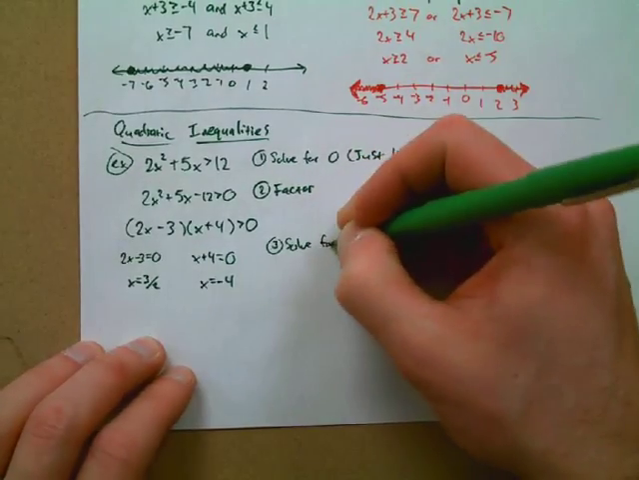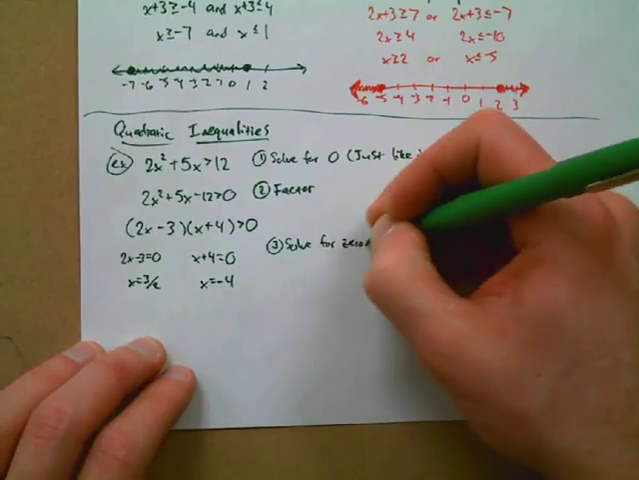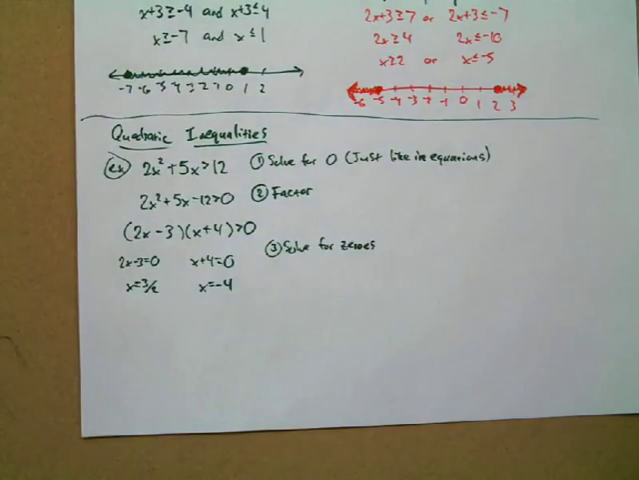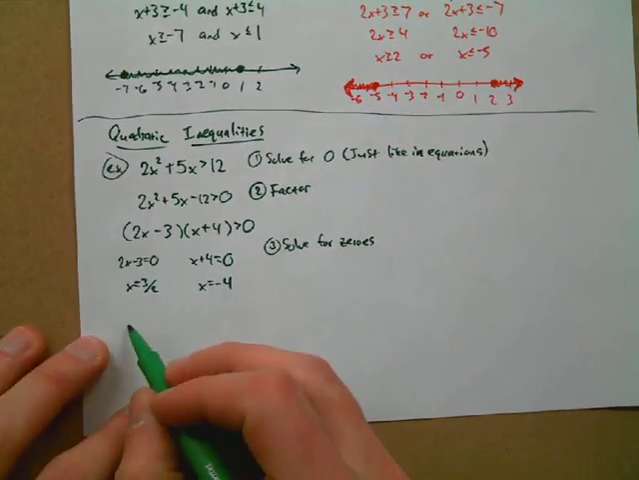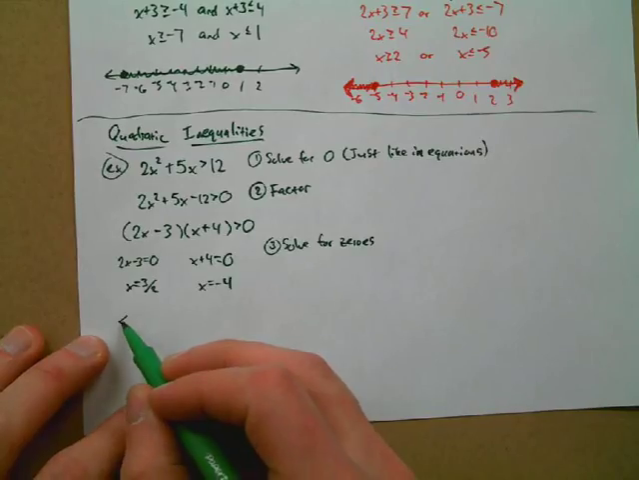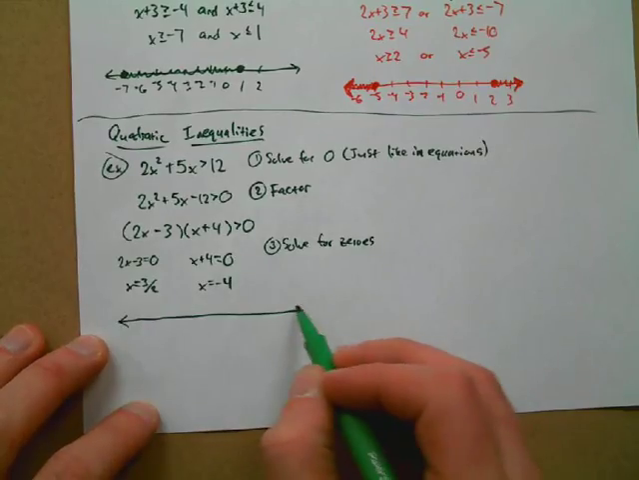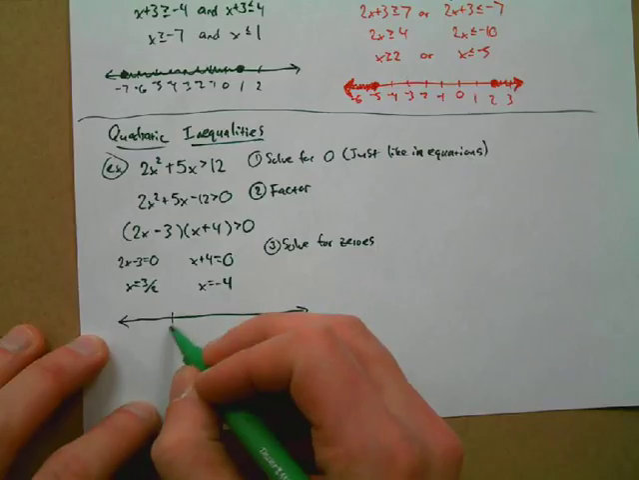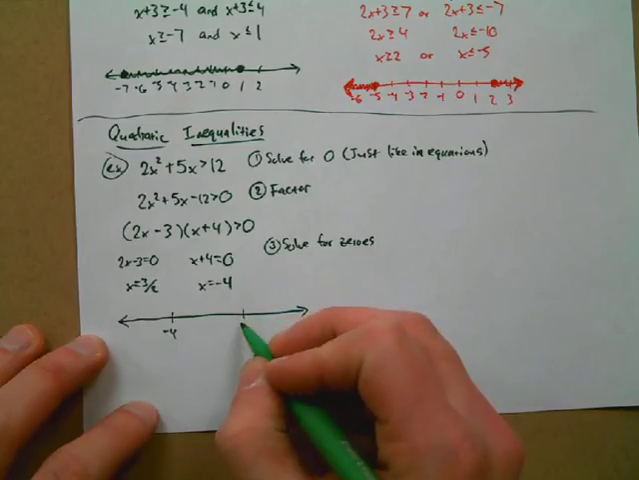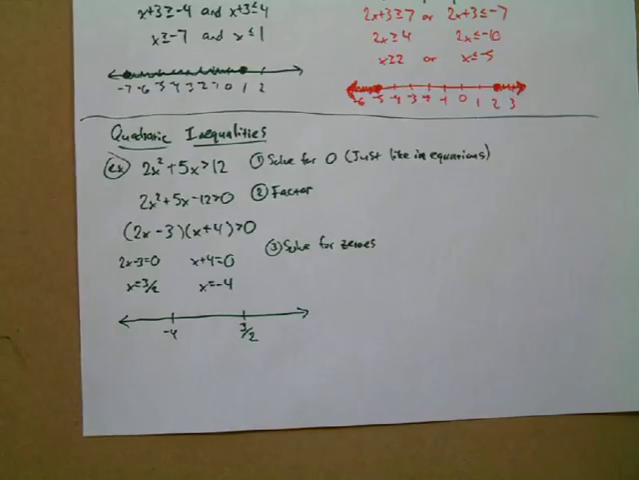Okay, I'm going to make a really basic number line here with just the exact numbers that we need. We're going to put our two zeros on there.